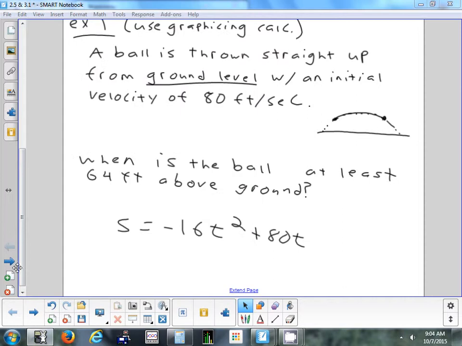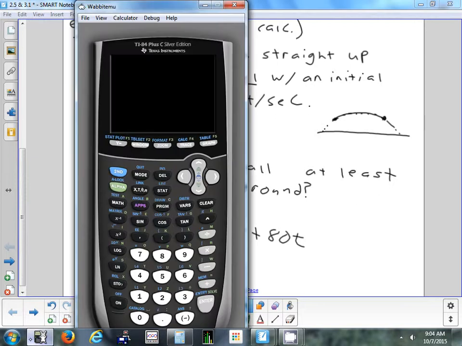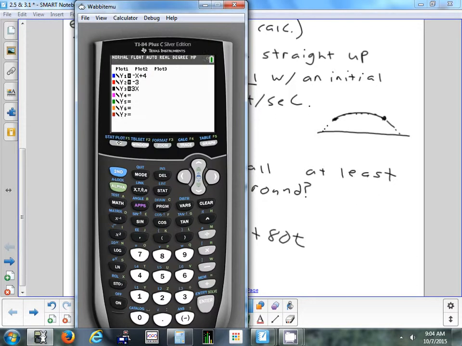So we've got negative 16. Remember, you have to use x on the calculator. X squared plus 80x. If you've got anything else in there, just get rid of that. And remember, when you graph something that's squared, it's a parabola, you're going to get that curved shape. The graph is going to look just like the path of the ball.